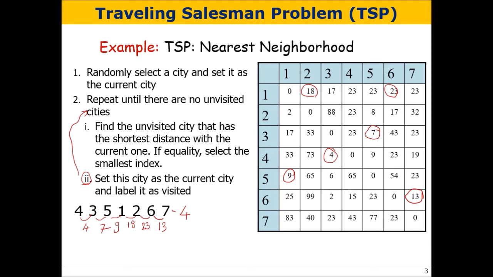Or sometimes you don't write it, but basically you show it like this. So I have written it to the end, and the distance from 7 to 4 is 43. And the total objective function value, if you add up these, you will find 111. Okay, so this is the so-called nearest neighborhood algorithm.